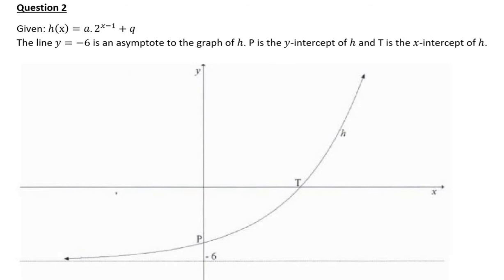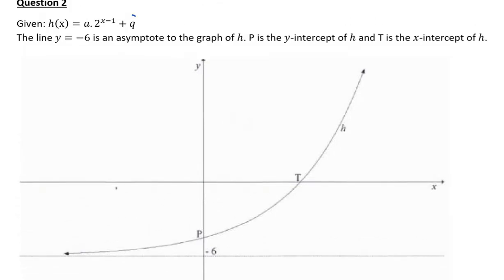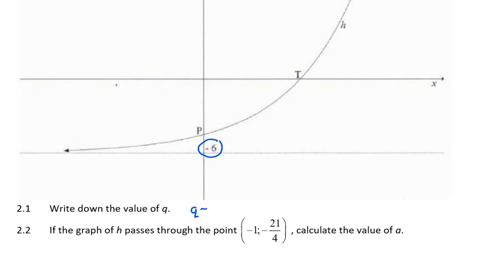So this question says, given h of x is a times 2 to the power of x minus 1, plus q. The line y is equal to -6 is an asymptote of h, p is the y-intercept of h, and t is the x-intercept of h. First question says, write down the value of q. Don't forget, q is your horizontal asymptote. My horizontal asymptote is y is equal to -6, which means immediately q equals -6.